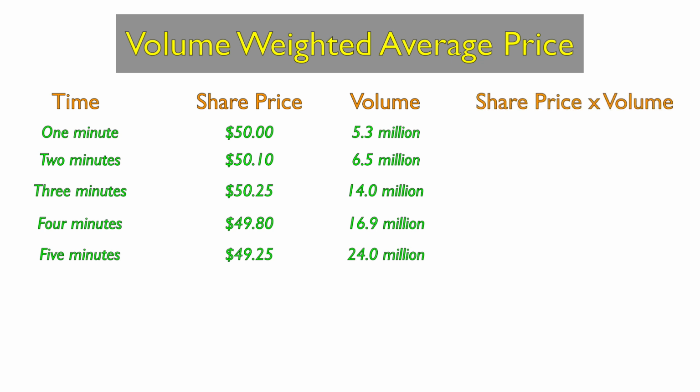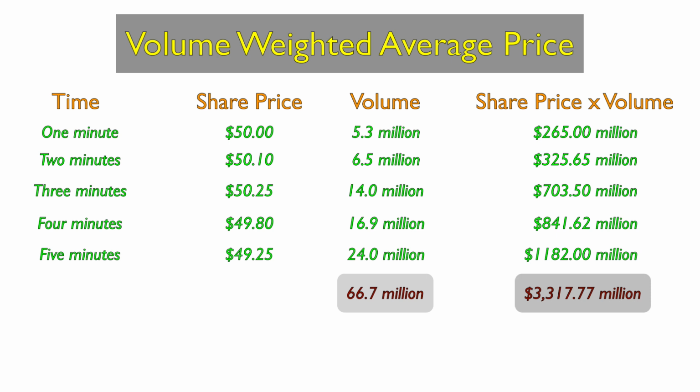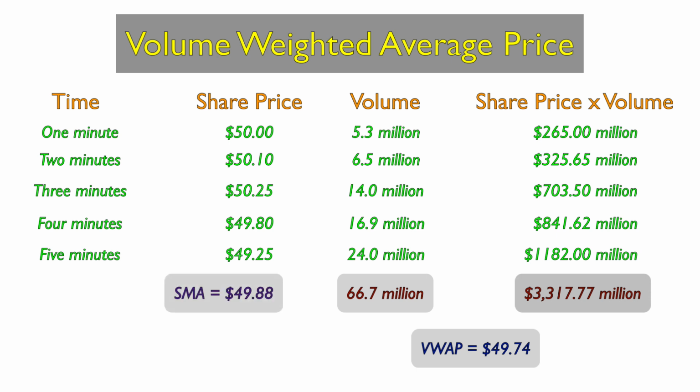We multiply the price by the volume and total this, which gives us 3,317.77, and then divide this by the total of the volume, which is 66.7 million, and the result is $49.74, which is our weighted average price for this period. As a side note, it's interesting to compare this with the simple moving average of price, which in this case is $49.88. So the question is why? And the answer is because greater volume was executed at the lower prices, pulling the average price down as a result.